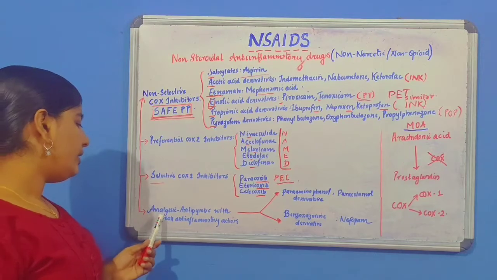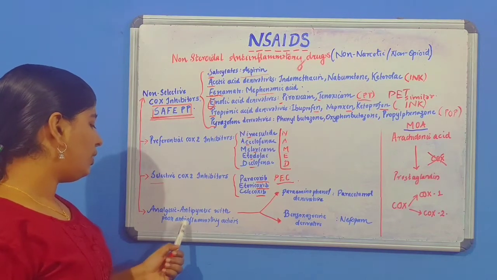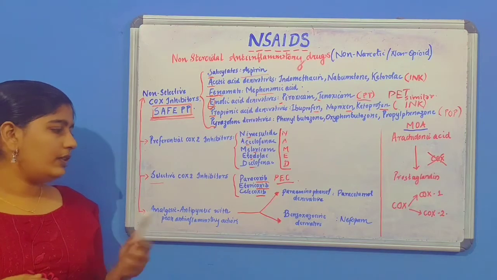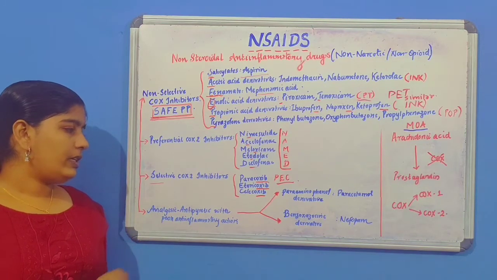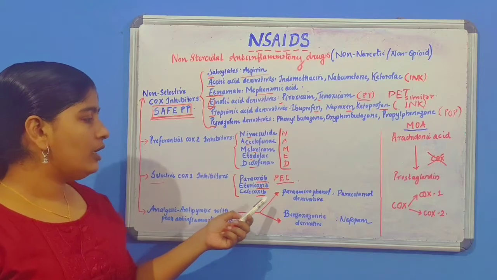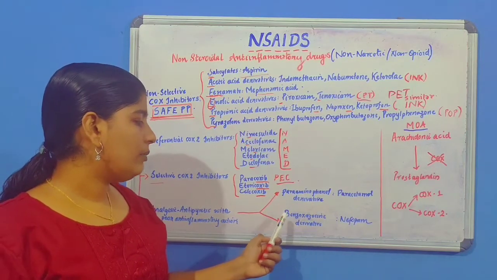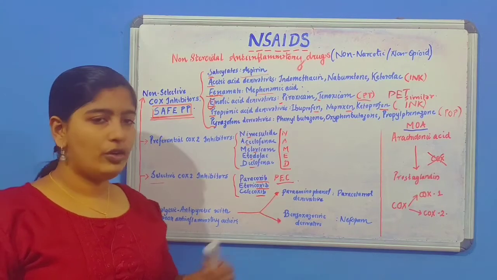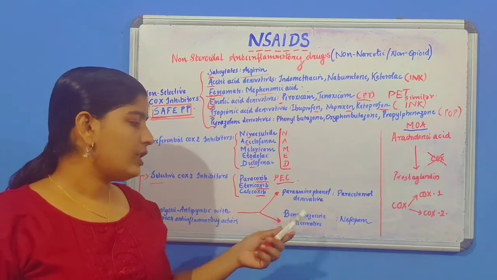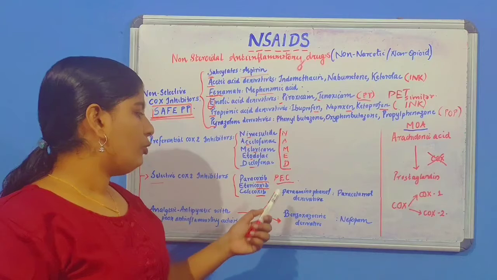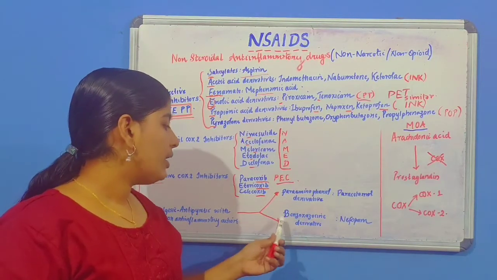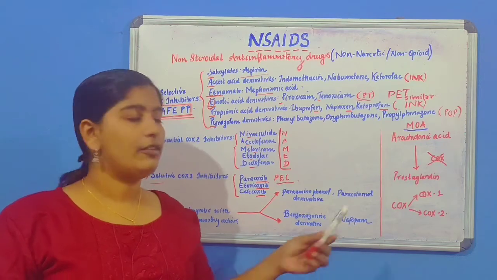Then the last one is analgesic antipyretic with poor anti-inflammatory action. These are further classified into para-aminophenol derivative and benzoxazocine derivative. Para-aminophenol derivative is paracetamol, and benzoxazocine derivative is nefopam.